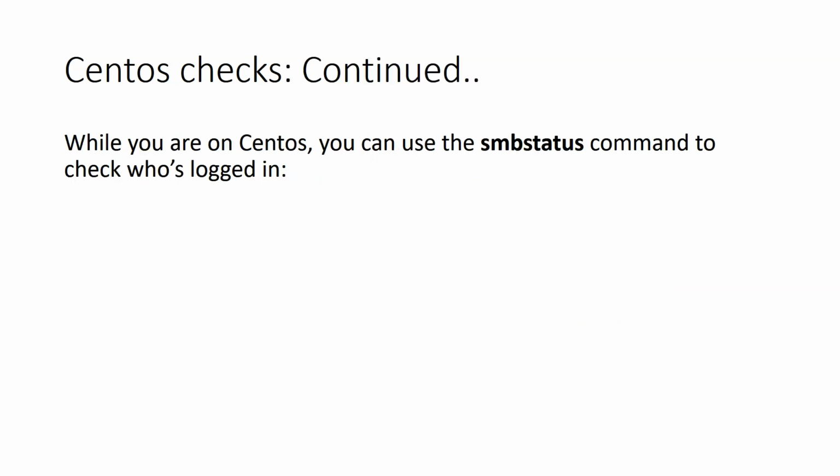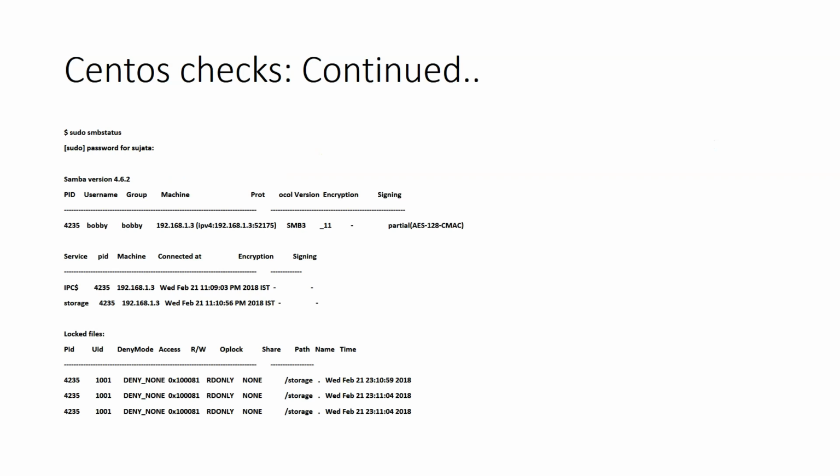While we are on CentOS, you can use the smbstatus command to check who is logged in. You can run the command as sudo smbstatus, and you can see that the user Bobby has been registered.